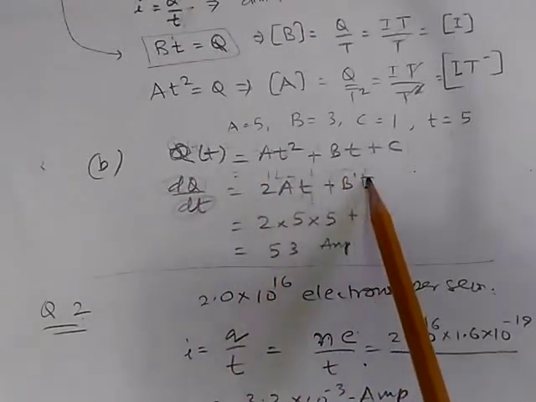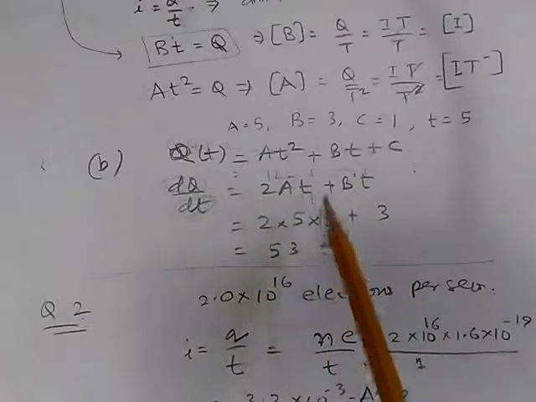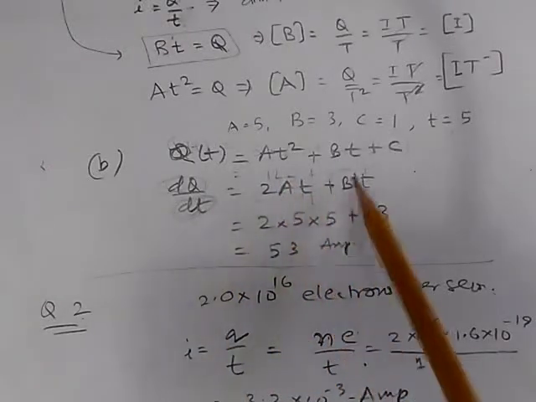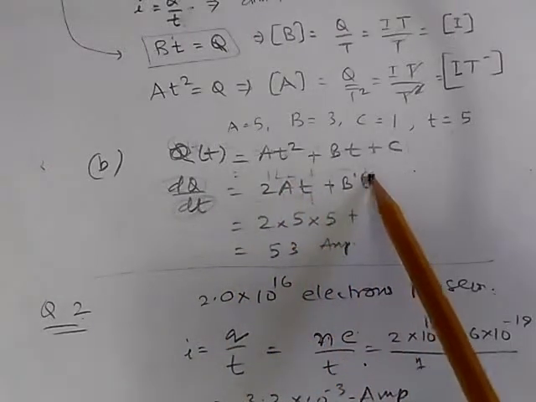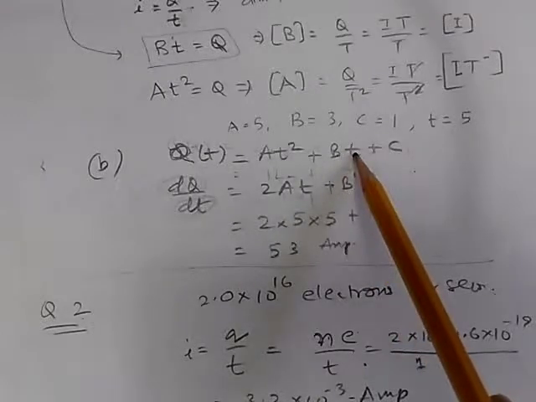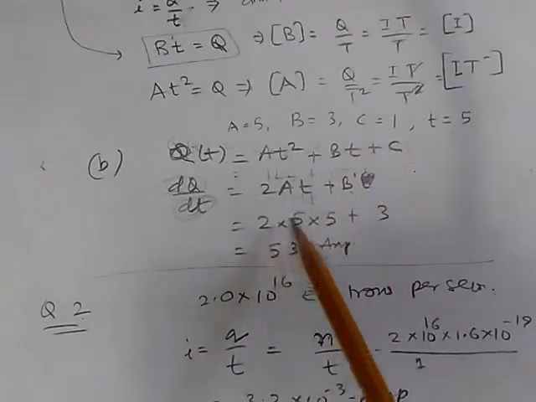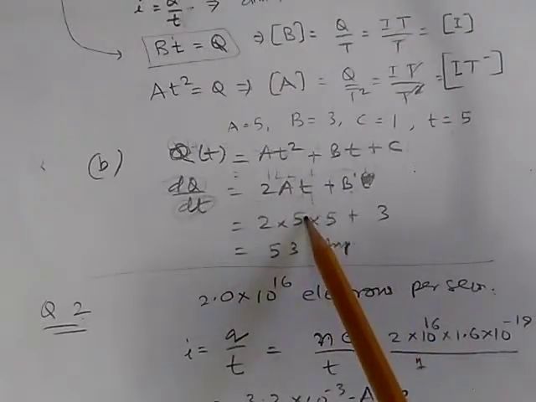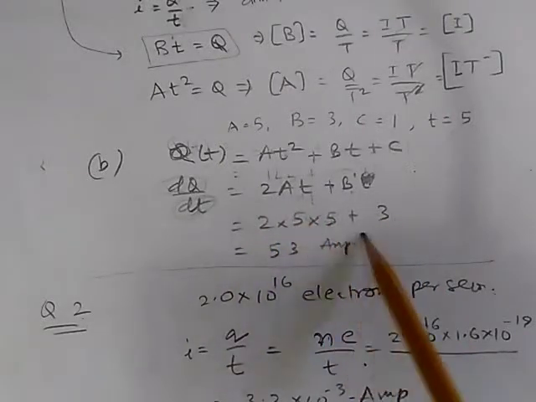That gives 2At plus B, and A is given to be 5, B is 3. At time t equal to 5, we can put t here. The last term is actually B only, because if we differentiate Bt with respect to t, it's B. So 2 into 5 into 5 is 50, plus 3, which is 53 ampere.